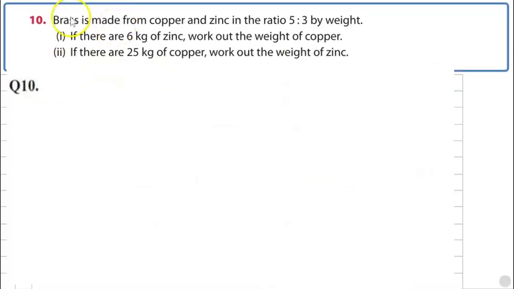Question 10. Brass is made from copper and zinc in the ratio of 5 to 3 by weight. So copper is 5 parts and zinc is 3 parts. Part 1. If there are 6 kilograms of zinc, work out the weight of copper. Part 2. If there are 25 kilograms of copper, work out the weight of zinc.